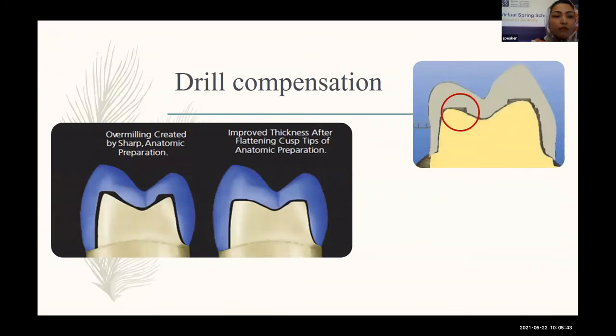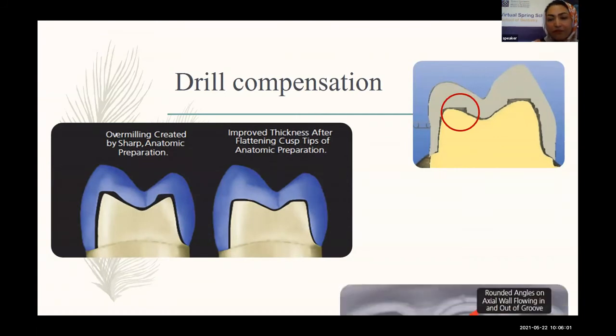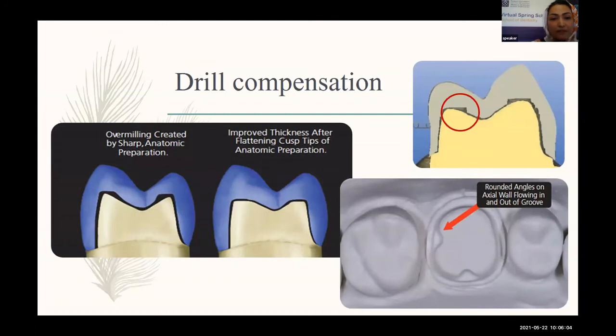So, flattening the sharp cut teeth and anatomic reduction can prevent over-milling and compromising material thickness. Also, stress accumulation would happen in this area, which will be susceptible to fracture. Likewise, in case of utilizing grooves and boxes in the preparation, corners should be avoided.